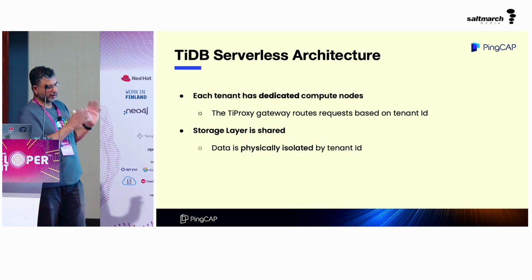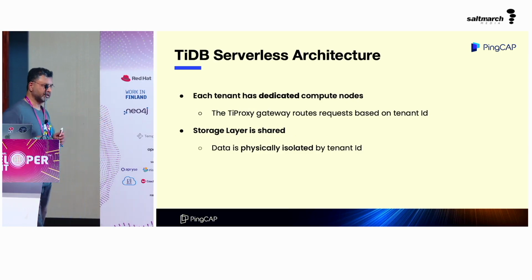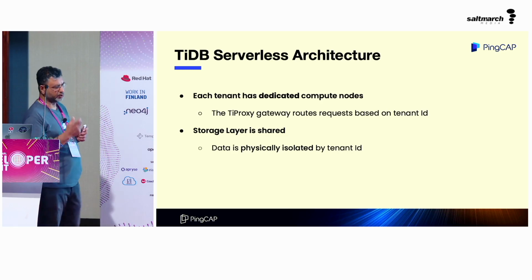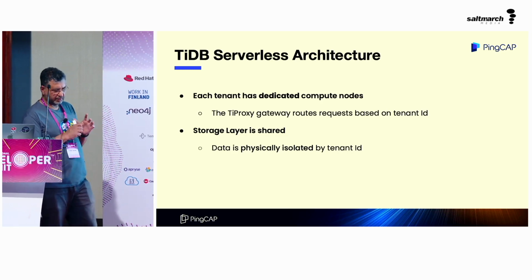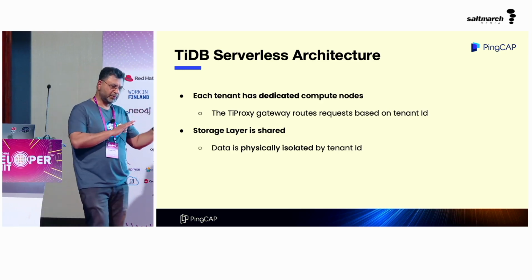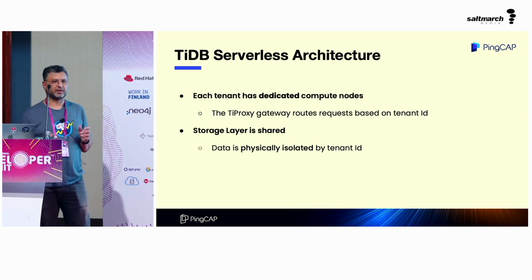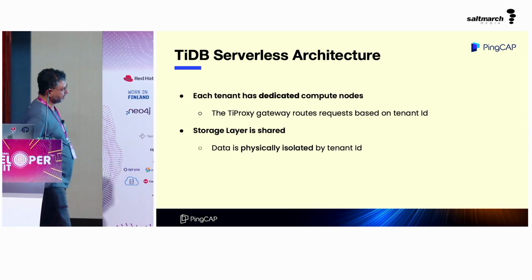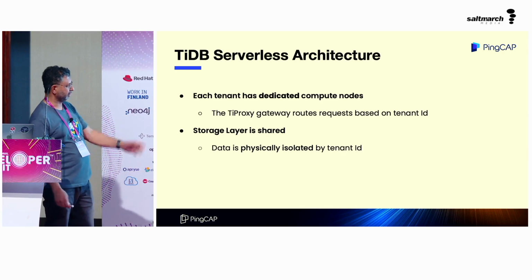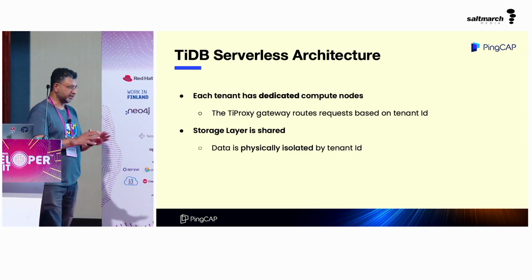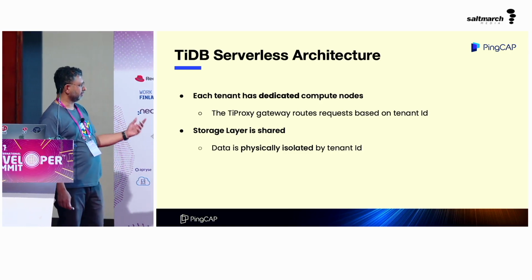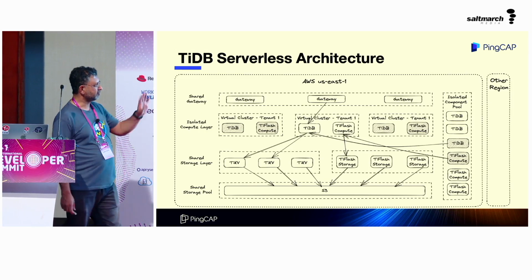So in the TiDB serverless architecture, each tenant has a dedicated compute node. So TiDB has a disaggregated compute and storage architecture. So if you're familiar with Amazon, the storage layer is S3, which is the same for everybody, so it is shared. Data is physically isolated by tenant ID. I'll go into that a bit. So this is roughly what it looks like.